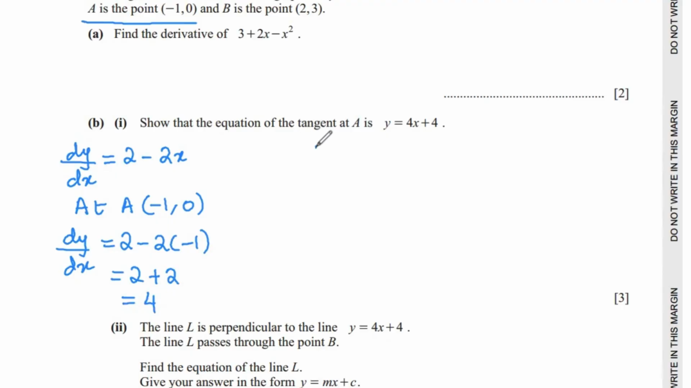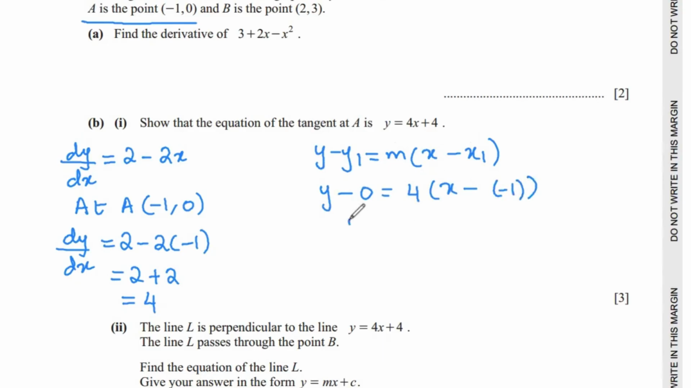So using the point slope form, y minus y1 equals m times x minus x1. y1 is 0, m is 4, and x1 is negative 1. So y equals 4x plus 4, and that is exactly what they wanted us to show.